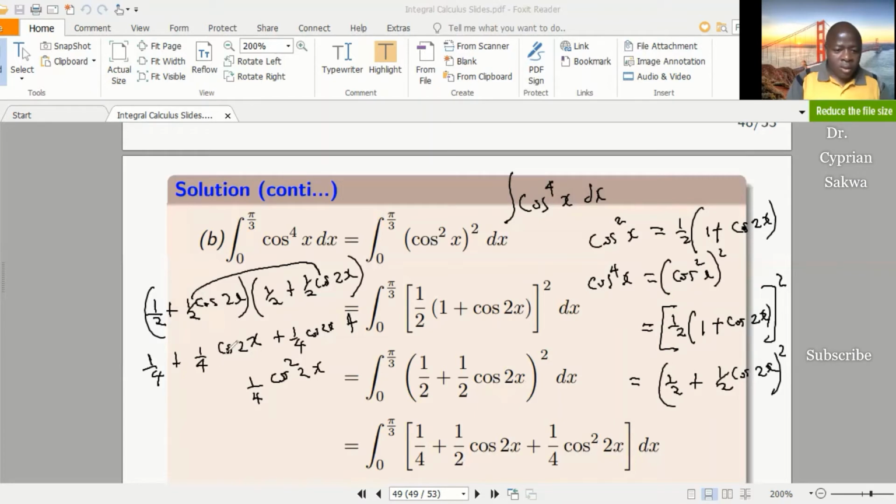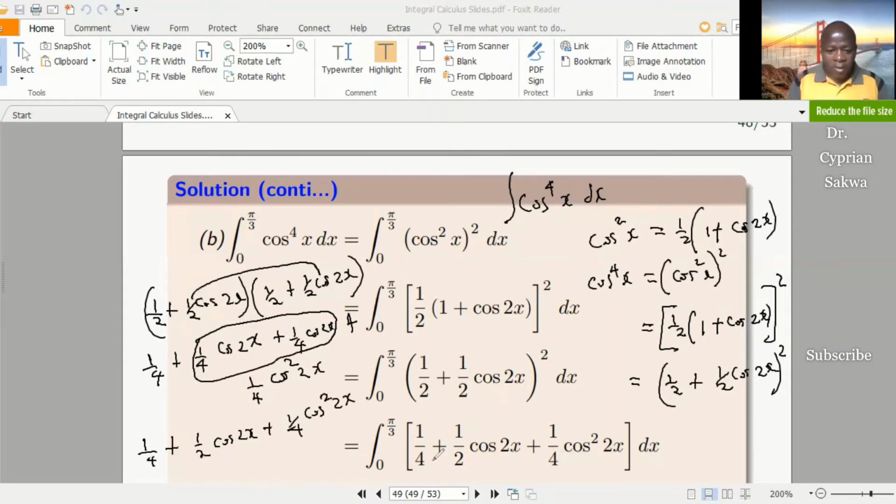So you notice that these ones can be added together. And when you add them together and combine with all this, you have a quarter plus a half cos 2x plus a quarter cos 2x squared. So that's what I have here. That's how I got this.